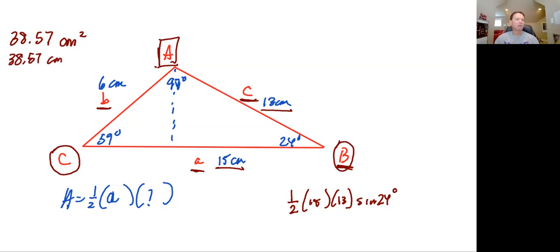Foster? I got a really big number. Tell me how you did this. Did you do 1/2 times 6 times 13 times the sine of 97? No. Oh, I see. Hang on.